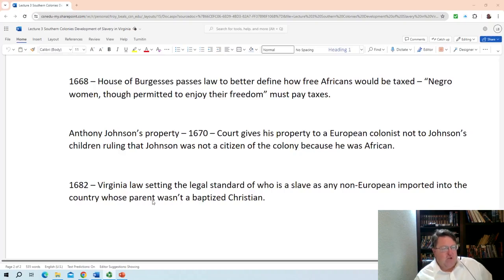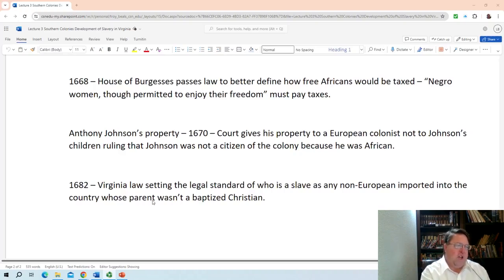Anthony Johnson died in 1670. He was born sometime in the 1610s, so he's around 60 years old. Anthony Johnson owns several hundred acres of land, a house, and slaves, as well as indentured servants, white and black indentured servants and African slaves. This is what's interesting. His will leaves his estate to his sons. Okay? What does the court do?